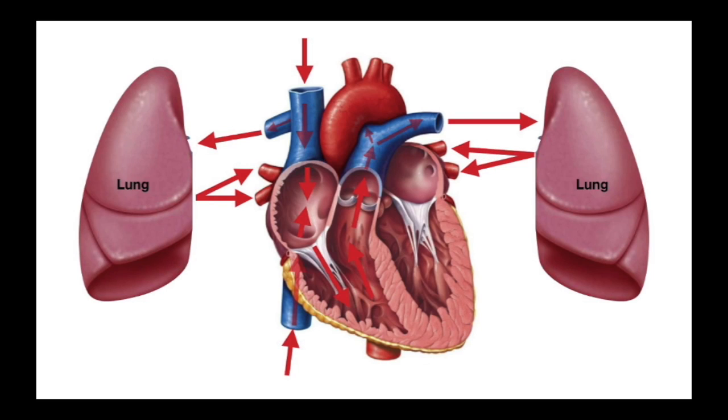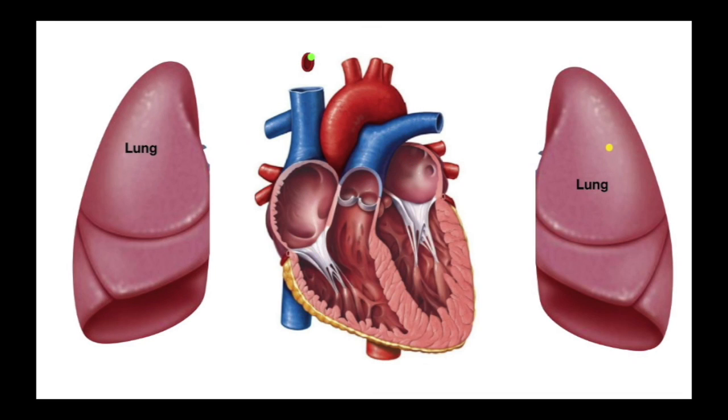Now blood's coming back into the left atrium, down to the left ventricle, through the aortic valve, into the aorta, up to the head and arms and upper body, and down to the lower body. Now, there is a red blood cell, if you can see that. I'll just circle it here. Here's my red blood cell.